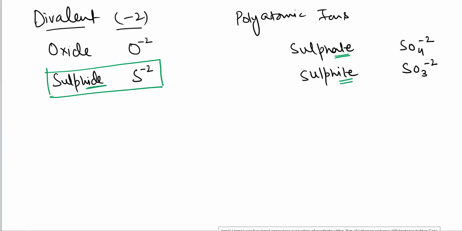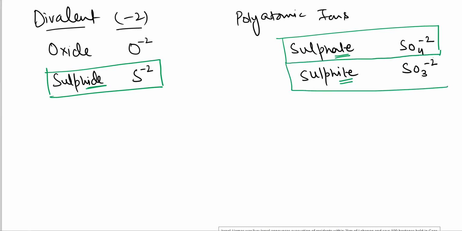But all of them are going to have -2 valency, whether it is sulfide or sulfate, but you have to remember the correct formula. Don't forget the formula: which is SO3, which is SO4. Okay. Got it? They are going to have the same valency.